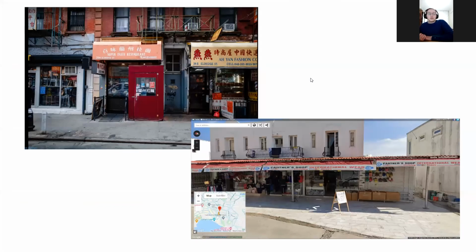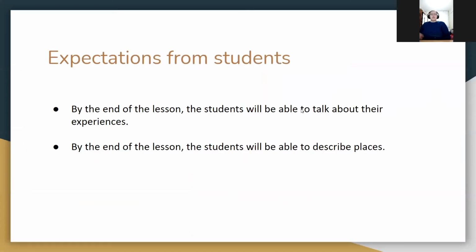And here's another example. It's from Chinatown in London. In the first picture, you can see there are English and Chinese. And the last picture is from Bodrum, Turkey. Here you can see only English. And what are the expectations from students?